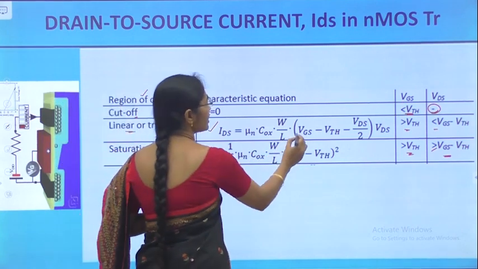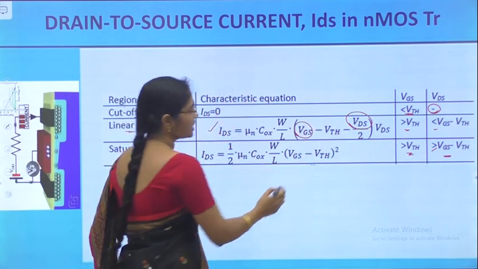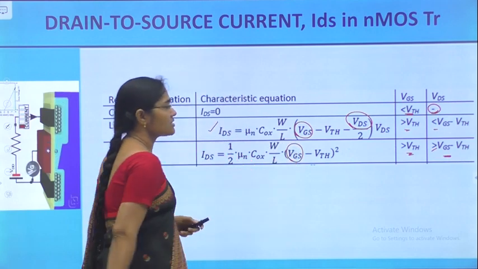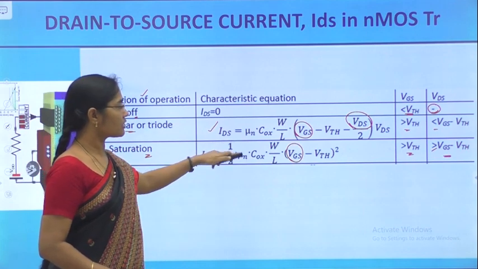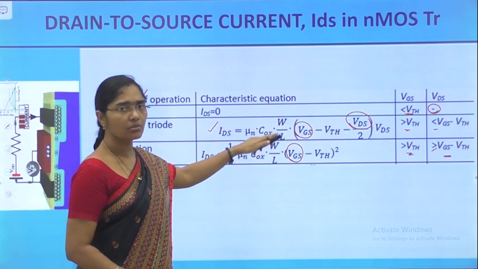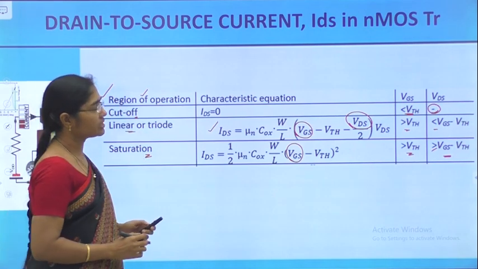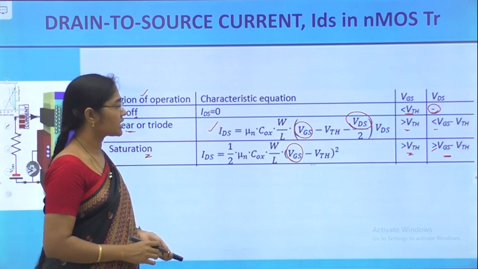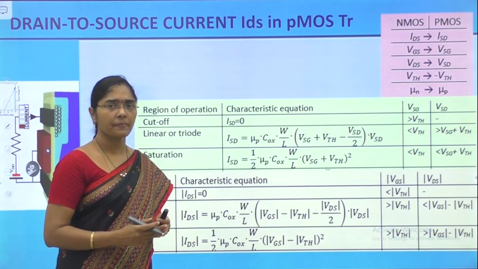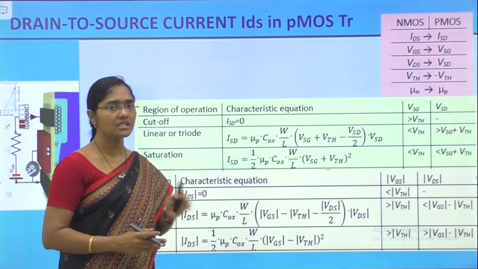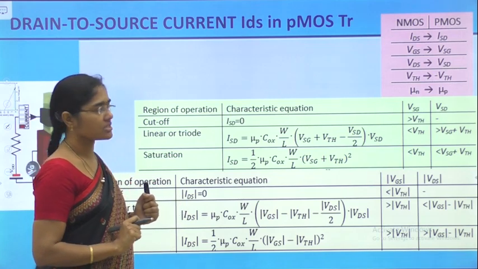See here, from this, the current in the non-saturation region is a function of both VGS and VDS, whereas in the saturation region it is just a function of VGS only. VTN, or VTH, is constant and all the others are constants only. Mu n, C, W, L all are constants only. So these are the current equations we have derived for the nMOS transistor in enhancement mode.